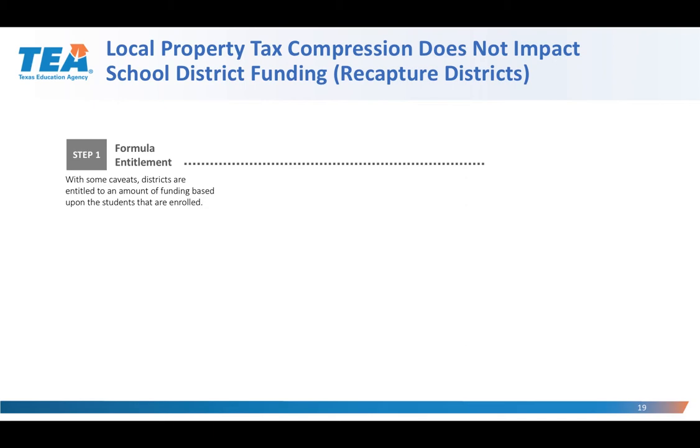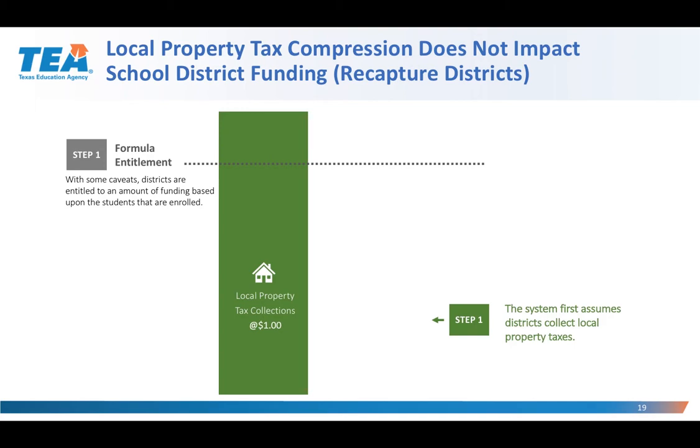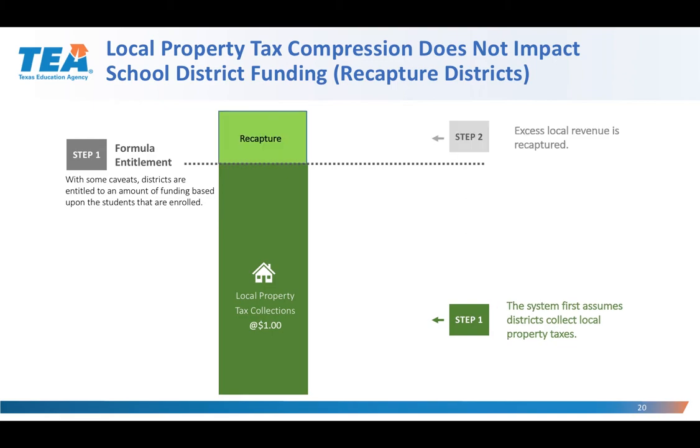Onto how it works with a recapture district. Once again, we have the formula entitlement. In this case, the local property tax collections at $1 exceed the formula entitlement, and so the local collections in excess of the entitlement are recaptured.